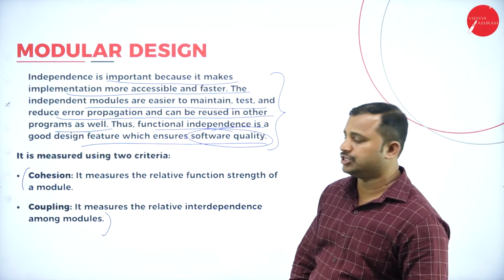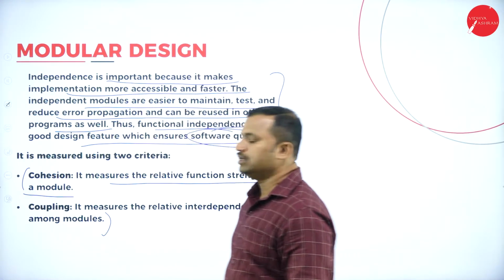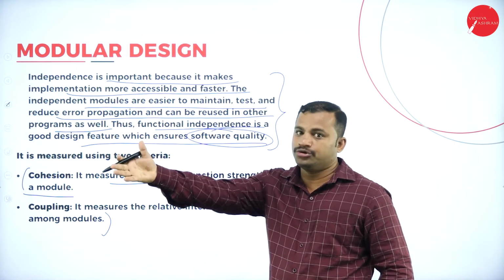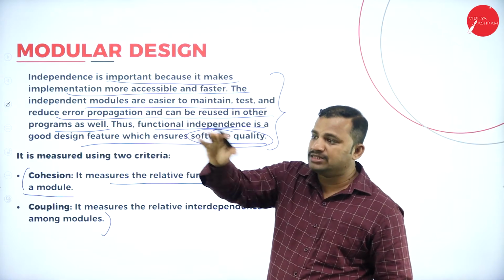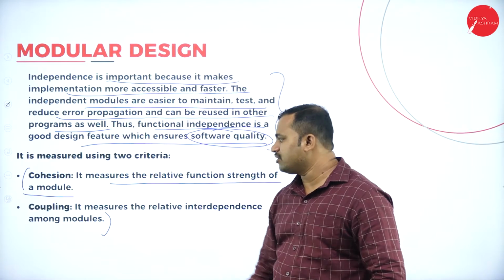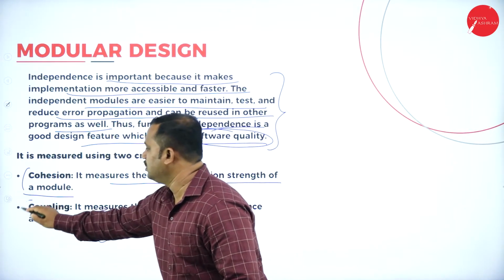What is the meaning of cohesion? It measures the relative functional strength of a module. That means, what is the functional strength of module 1 with respect to module 2? Is there any dependency between those two? That is determined with the help of cohesion. What is the meaning of coupling? It measures the relative interdependence among modules.